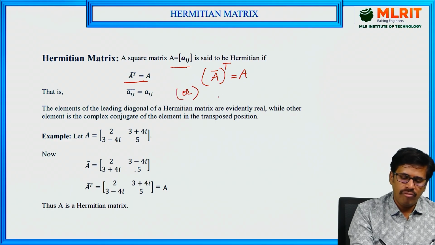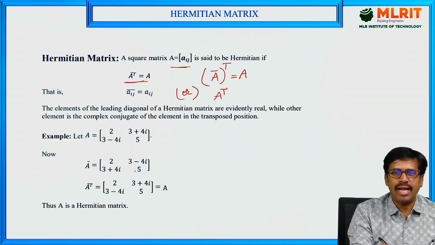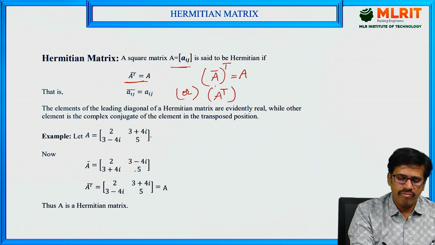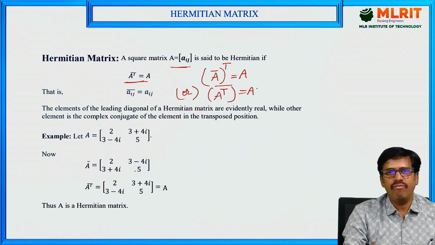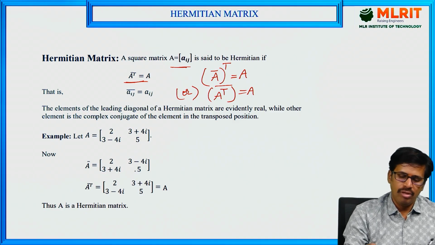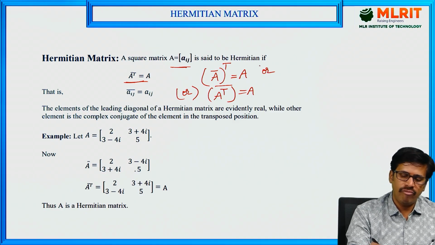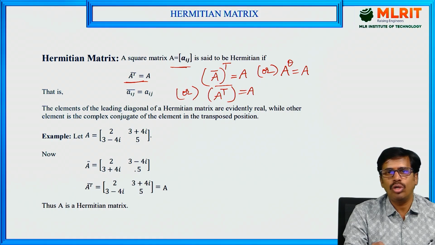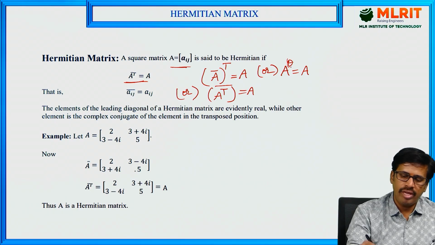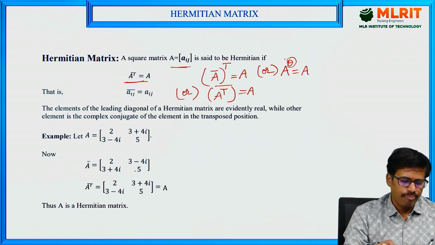Or we can also first find the transpose of the matrix, then find the conjugate. Both are equal, that should be equal to A. Then we say that the given matrix A is called Hermitian matrix. We can also represent this with A power theta. Few authors will represent like this. Theta means conjugate transpose. First find the conjugate and then transpose. Both the operations we can represent by theta.